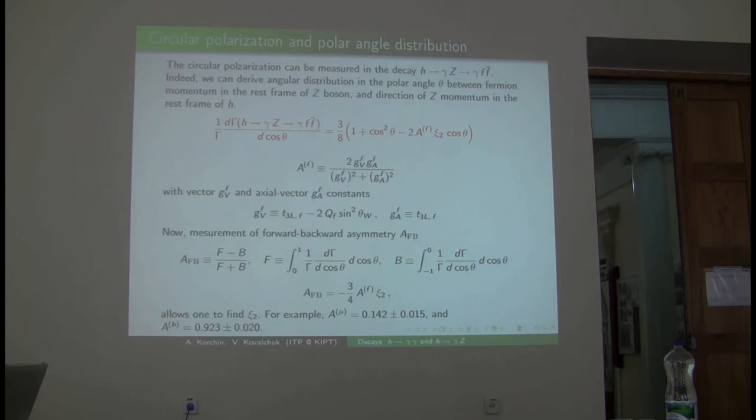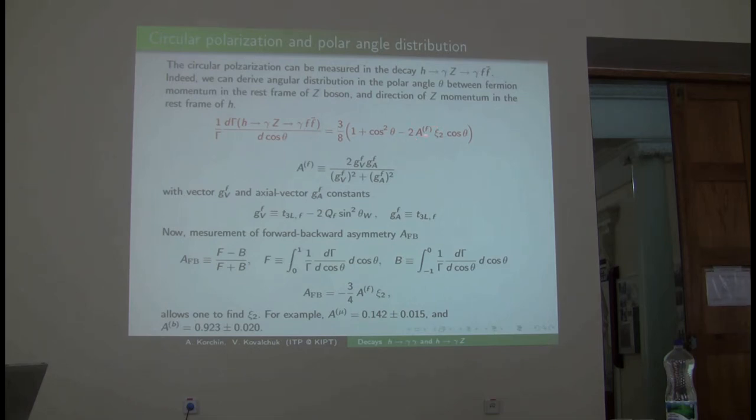Now, the question is how to measure this polarization. Up to here, it was purely theoretical discussion, and technically, to measure polarizations of the photon is very difficult. So what one can do is consider processes where secondary particles decay, and because they decay, we can define some decay planes, and we can study the angular distribution of decay particles. For example, the boson decays to a couple of fermions. And now we can study the angular distribution, for example, in the polar angle between the fermion momentum in the rest frame of the boson and the direction of the boson in the rest frame of the Higgs boson. And then we derive this distribution which has this parameter psi 2.